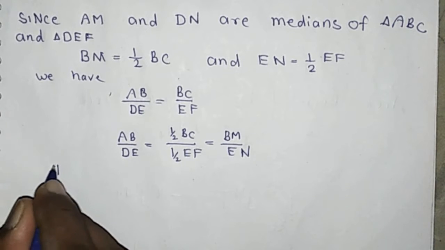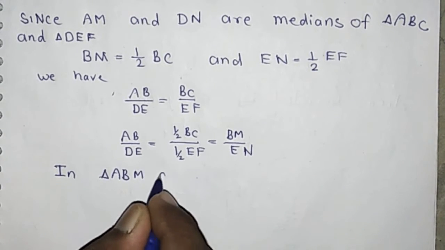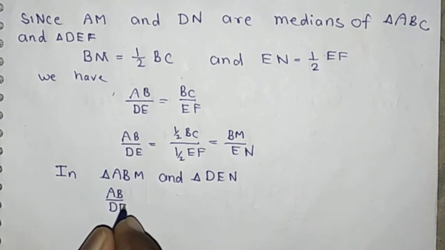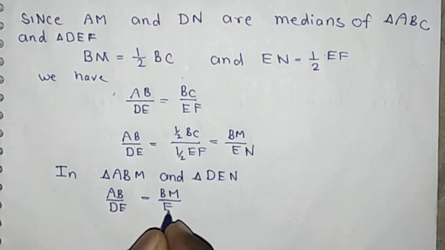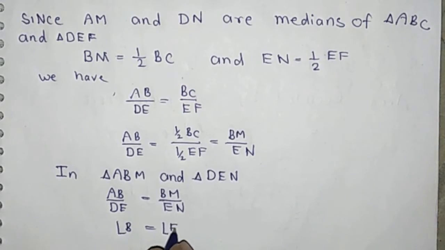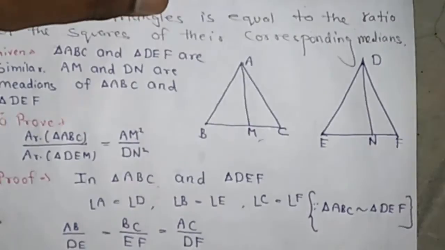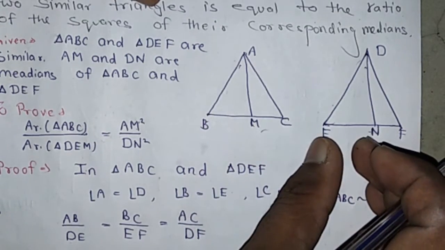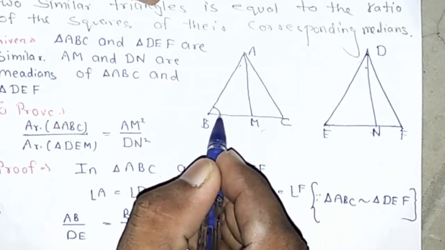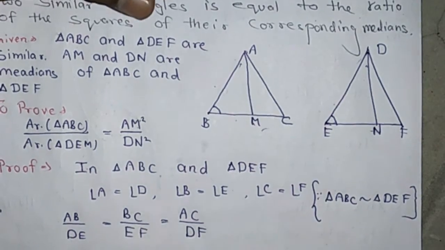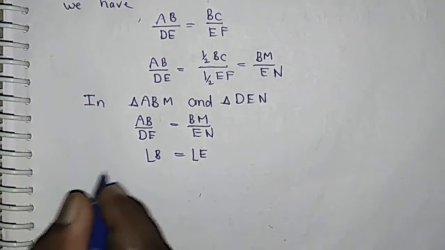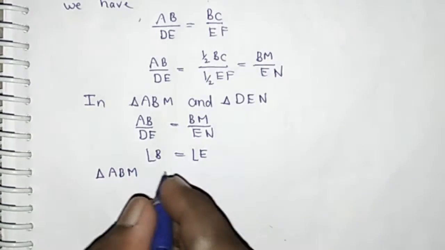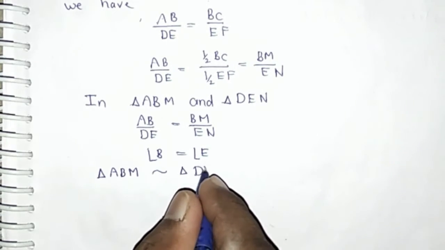Now in triangle ABM and triangle DEN, AB by DE is equal to BM by EN, and angle B is equal to angle E. Means in triangle ABM and DEN, AB by DE equals BM by EN, and the angle including this side, angle B, is equal to angle E. Then by the condition of similarity, we have triangle ABM similar to triangle DEN.